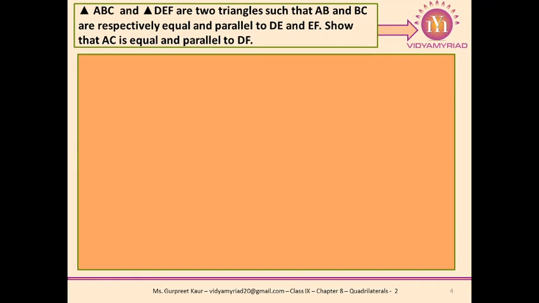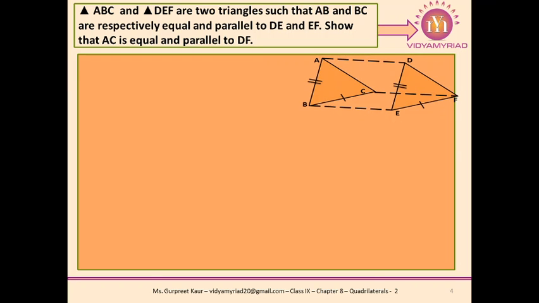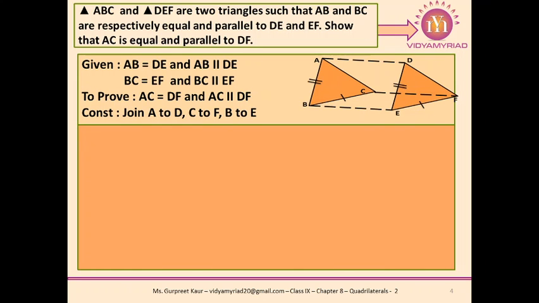Next question. Now here you have triangle ABC and triangle DEF such that AB and BC are respectively equal and parallel to DE and EF. Show that AC is equal and parallel to DF. So what is given to us? We have noted it down. Now we do a construction: join AD, CF and BE.